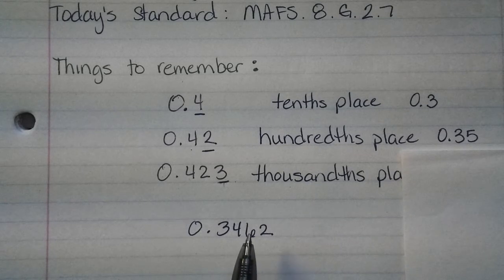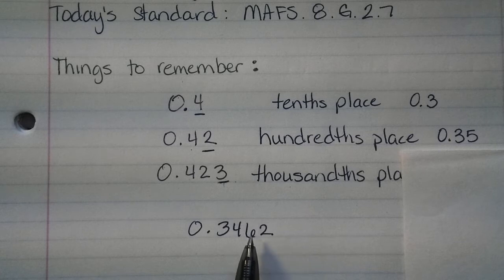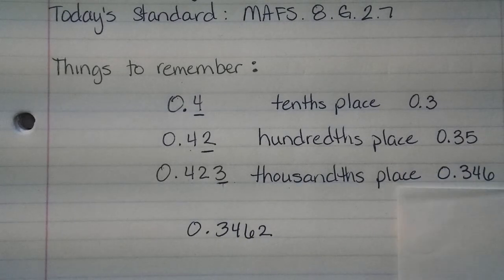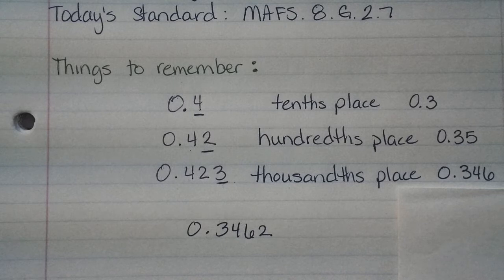And then if we did the thousandths place, we need 3 digits. So we would look at the 2 to tell us what to do with the 6. Since it is 4 or less, we're going to let it rest. So we'll let it be, and it's going to stay as 6. So that one rounded would be 0.346.